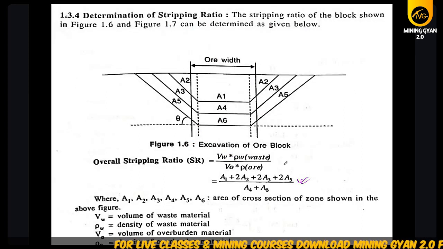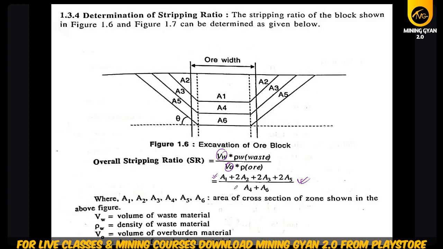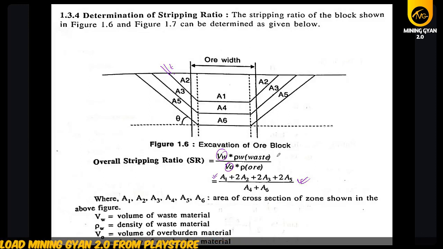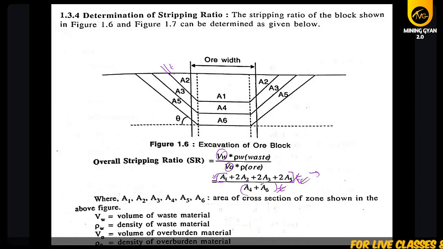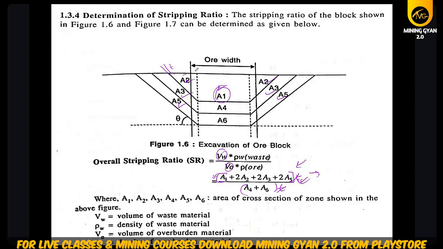So you may have a doubt that we were using the volume, but here you are using the area. Why? Because this is a 2D version. Suppose the thickness is T. The T multiplication will be in this and this also, so it already cancels out. So we directly took A1, A2, A2, A3, A3, A5, A5. So A1 once, two times A2, two times A3, two times A5.